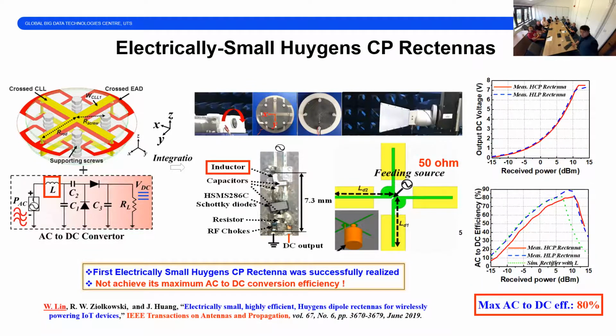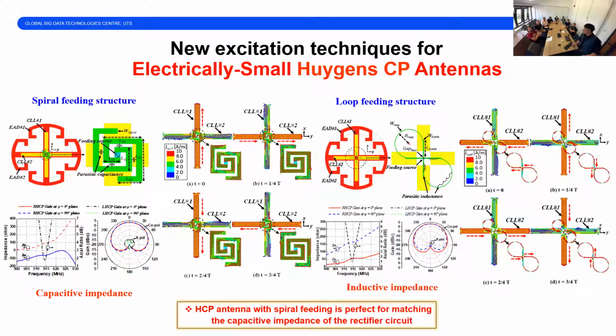This is the first work, because our first excitation technique using the short dipole must match to 50 ohm. And if it has to match to 50 ohm, we have to use this matching inductor here, which I introduced before, which is lossy. So in total, we realized an efficiency of 80%. And later on, we invented a new excitation technique to manipulate the input impedance of the CP system to directly match the rectifier and avoid the lossy inductor.